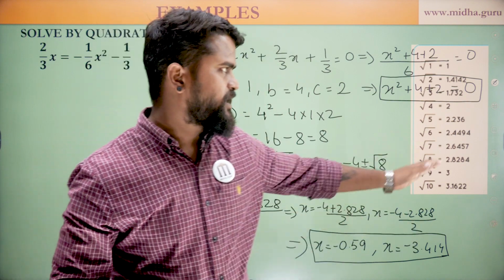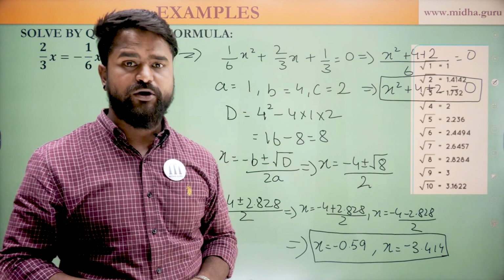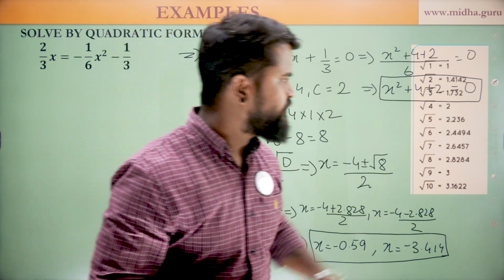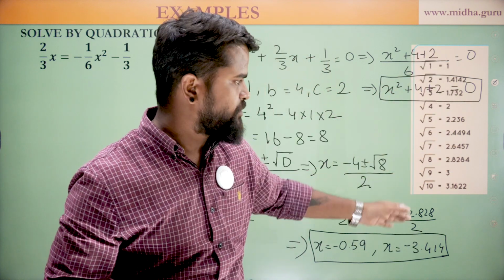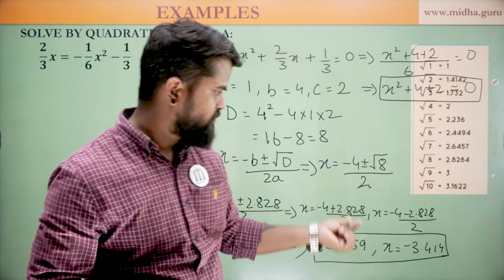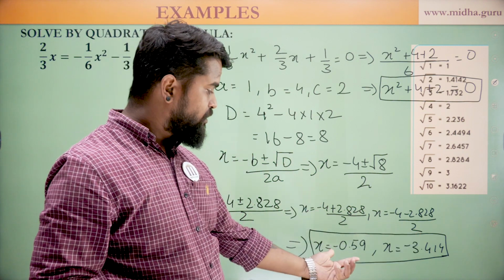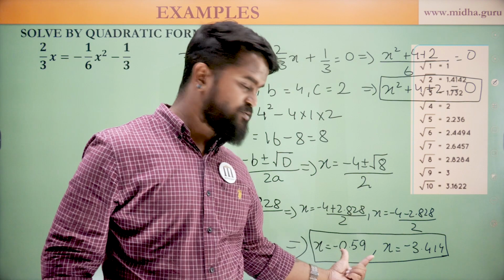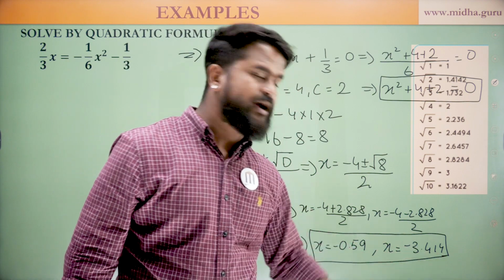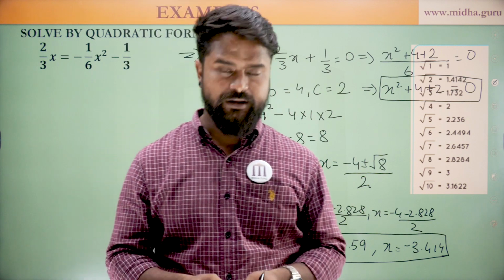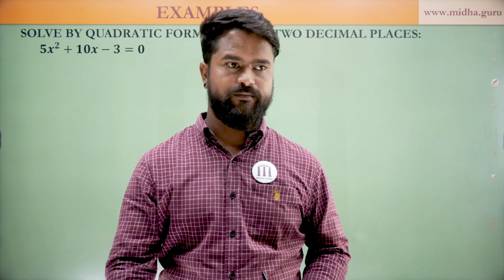So we are supposed to see our log tables, which you have at the back of your books, and also you'll be getting one in your board exams. So we look at the square root tables. We see the value of the square root, we replace it, and then we go about our calculation pretty much the same. And we got that the roots of said equation are minus 0.59 and minus 3.414. Let's just look at one more example to understand this method once and for all.